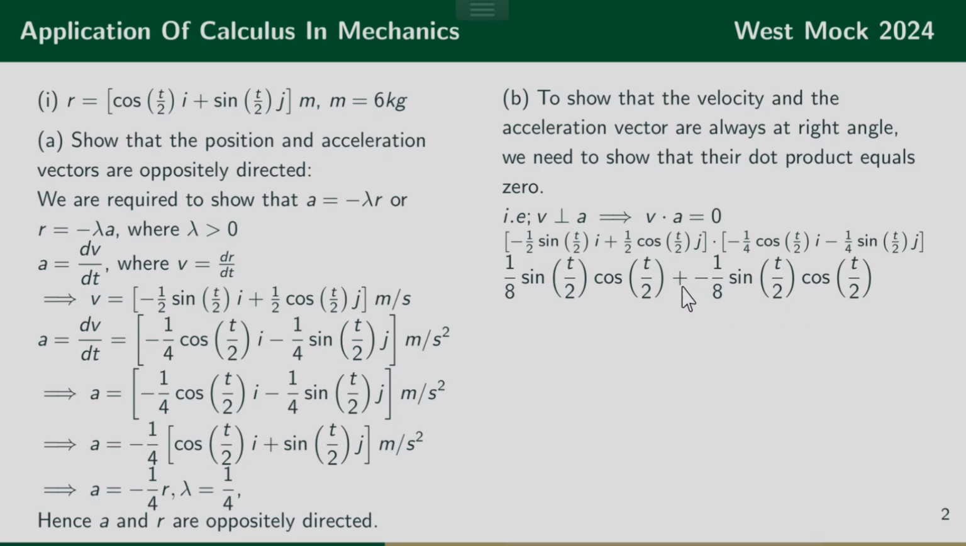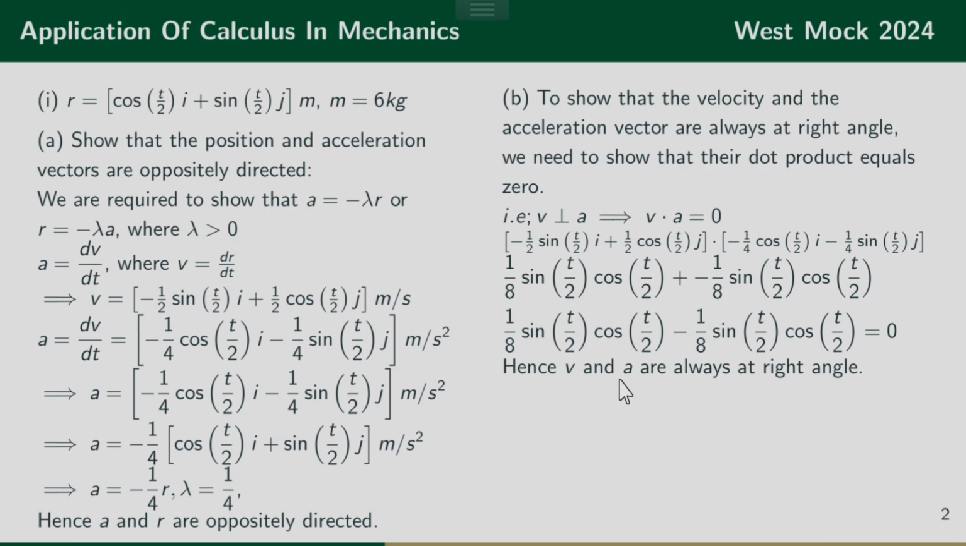Now, the product of positive and negative gives me negative, and these two terms are identical. So they subtract each other and give 0. So I have indeed shown that they are always at right angle as their dot product gives me 0. So hence, V and A are always at right angle.